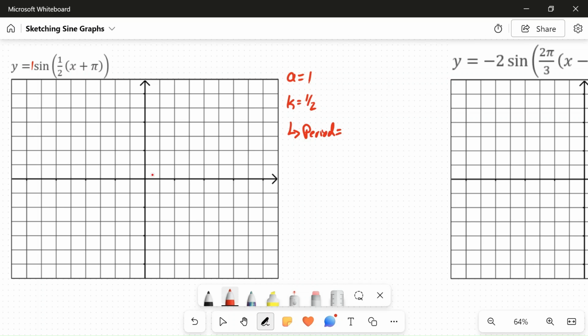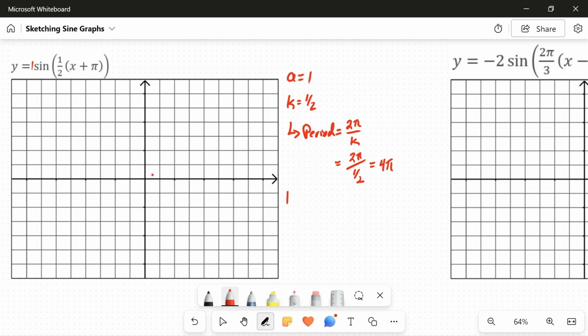So we can figure that out. The period is going to be 2 pi divided by k, which means we're going to have 2 pi divided by 1/2. And to divide by a 1/2, you flip and multiply by the reciprocal. So 2 pi times 2 is going to be 4 pi. So the length of this graph, to do one full cycle, one period of that wave, is going to cover a length of 4 pi on the x-axis.